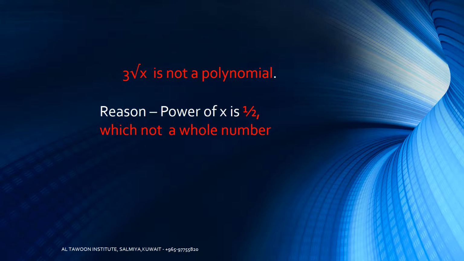x² + x⁻¹ + 6 is not a polynomial. What is the reason for that? The power of x is a negative number, which is −1. It is not a whole number. The number 6 itself is a polynomial. What is the reason for that? 6 can be expressed as 6x⁰, where 0 is a whole number.